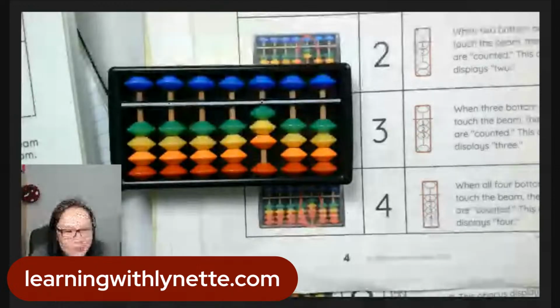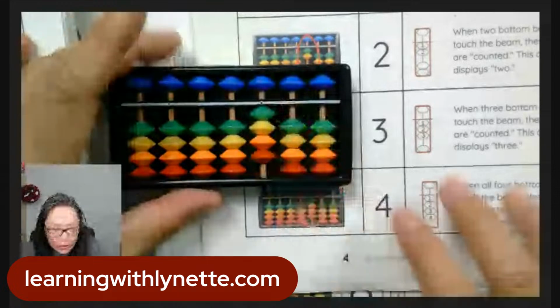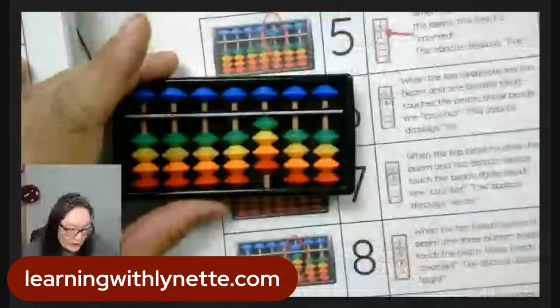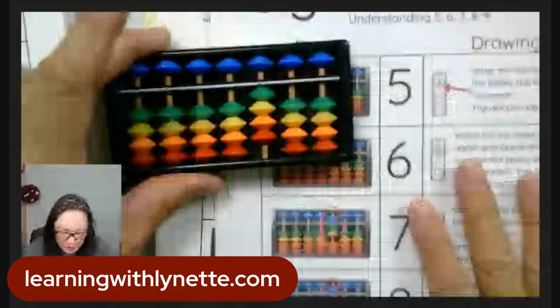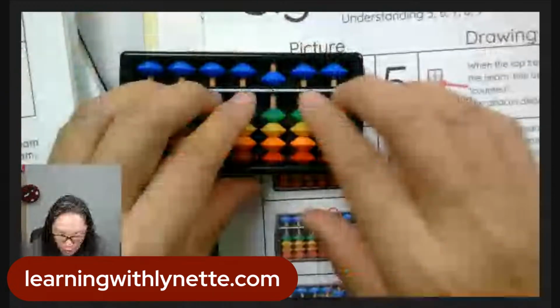Okay, so this is 3. 1, 2, 3, and then 4. We're at 4, right? Makes sense? This is 4. Now what's going to happen is we have 5. 5 looks like this. 5 is always going to be the top bead. The top bead will always be the value of 5.